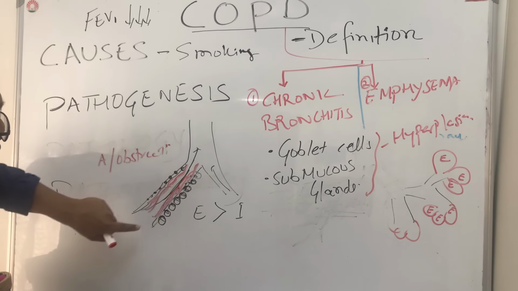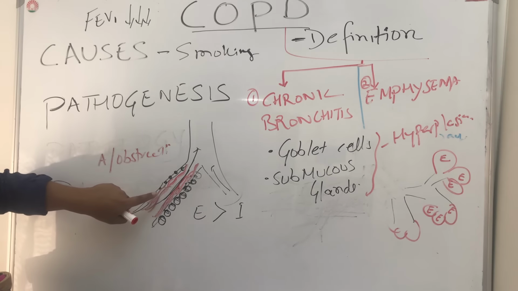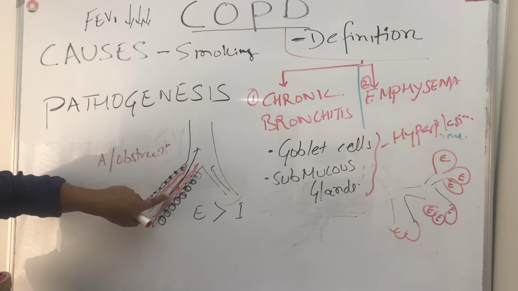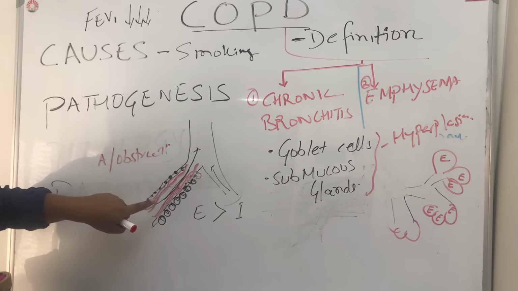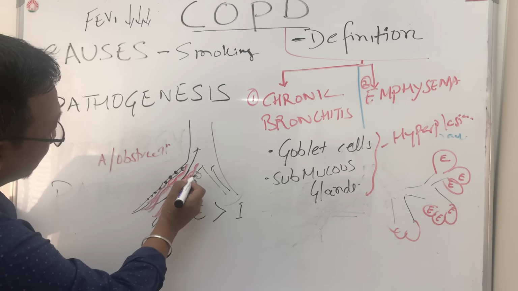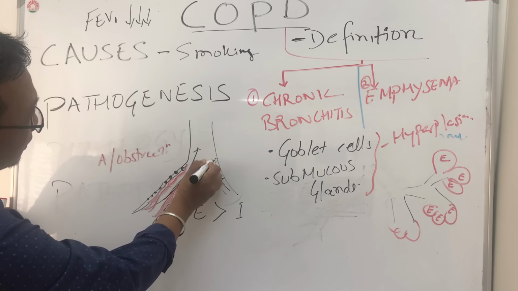So because of obstruction, what happens in bronchitis? There is narrowing of the airways, and because of mucus, there is hypersecretion of mucus. Plus, along with that, we know these cells here have cilia. These are hair-like structures, cilia.